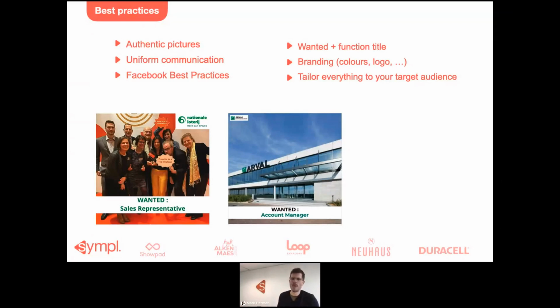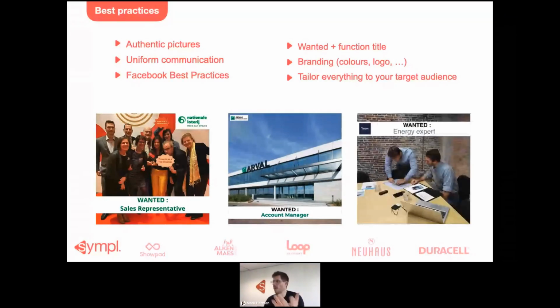Keep the same branding. I talked about that already. And tailor everything to your target audience. If you're looking for young people, keep in mind what they might be clicking on, what is trending, what would appeal to them, instead of if you're targeting an older or more senior audience. Good. So those are 6 to-dos when you develop your next campaign.